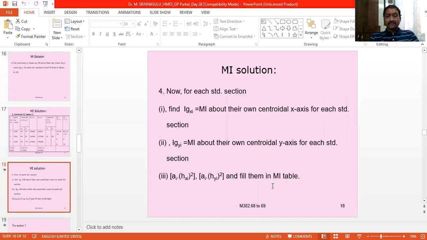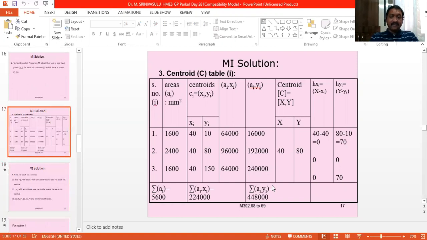The centroid is equal to sigma ai into xi by sigma ai. If you substitute the values, we will get the x coordinate equal to 40 millimeters. Similarly, y bar is equal to sigma ai into yi by sigma ai. If you substitute the values, you will get the y coordinate equal to 80 millimeters. So these are the coordinates x bar and y bar, that is the CG.